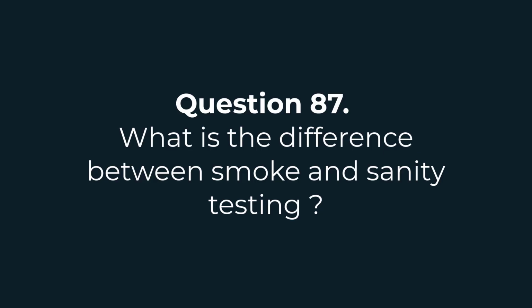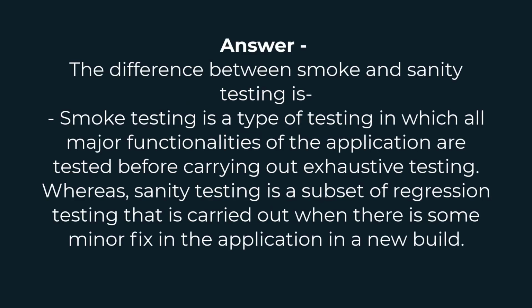Question 87. What is the difference between smoke and sanity testing? Answer. The difference between smoke and sanity testing is: 1. Smoke testing is a type of testing in which all major functionalities of the application are tested before carrying out exhaustive testing, whereas sanity testing is a subset of regression testing that is carried out when there is some minor fix in the application in a new build.